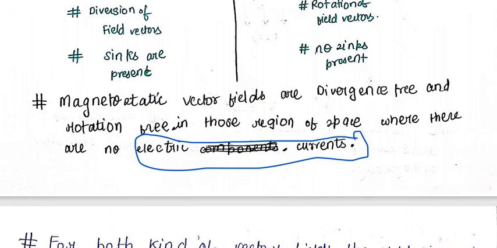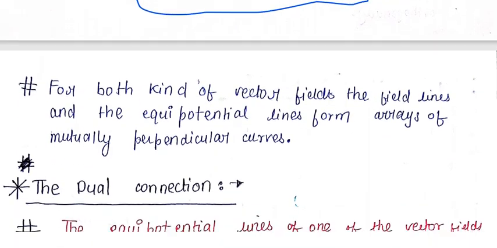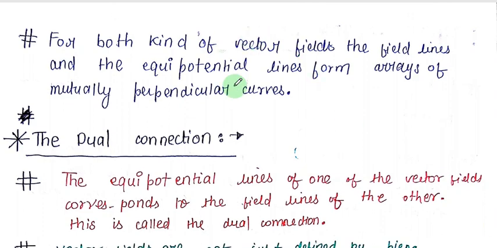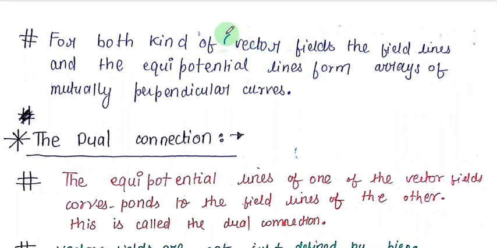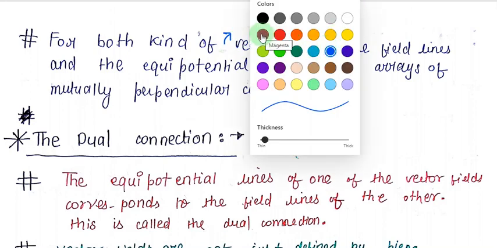Okay, and same is in the case of electrostatic fields, but where there we talk about the charges, so that no other charges are present, they are also rotation free. Okay, and now let us talk about, so for both kinds of vector field, that is for both electrostatic and magnetostatic, I have not written that, I should have written that.